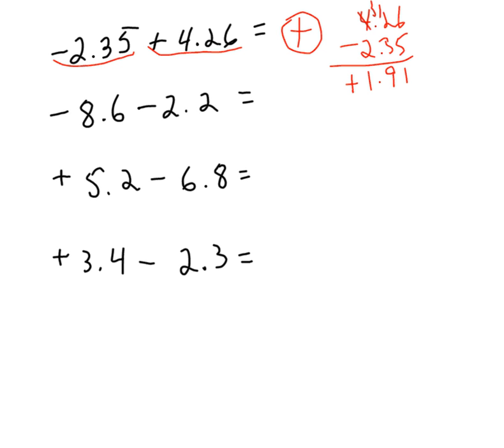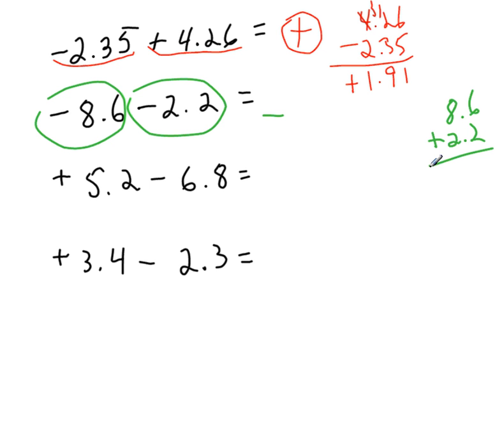Now in the second example, we have negative 8.6, and so we've lost this, then we've lost that. We already established it's going to be a negative number. So we first lost 8.6, then we lost an additional 2.2. So when we add these together, I've lost a total of 10.8. So it will be negative 10.8.